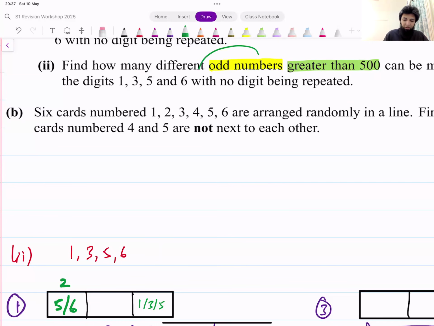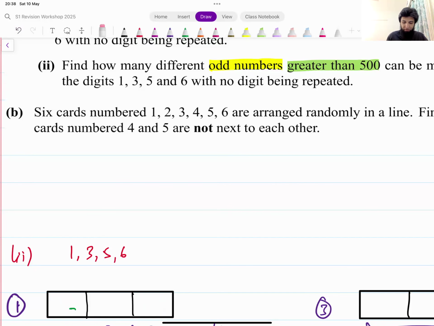But then if it's an odd number, how many ways do we have for filling the last box? Now, it depends on what we have in the first box, because if we have 5 in the first box, the last box has only 2 options, 1 and 3. If we have 6 in the first box, then the last box has 3 options. That's 1, 3, 5. So what we have to do is break it into 2 parts, make 2 different cases for this.